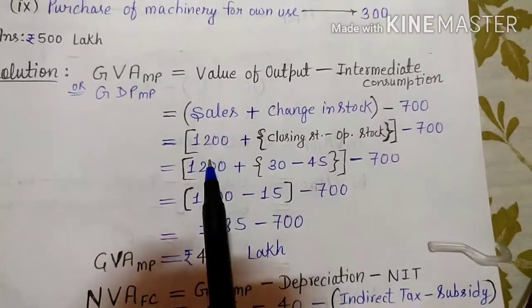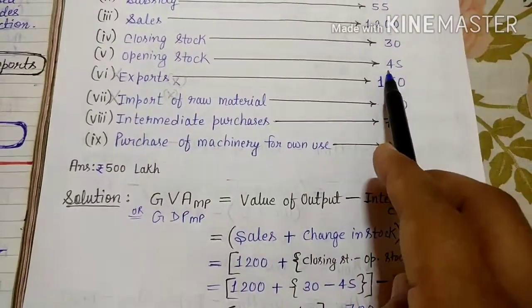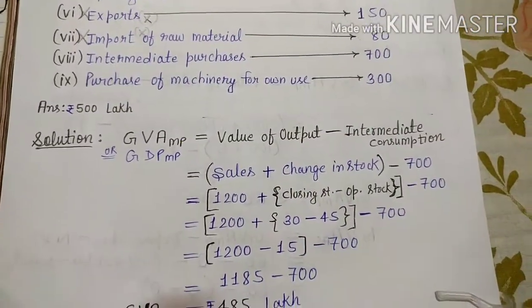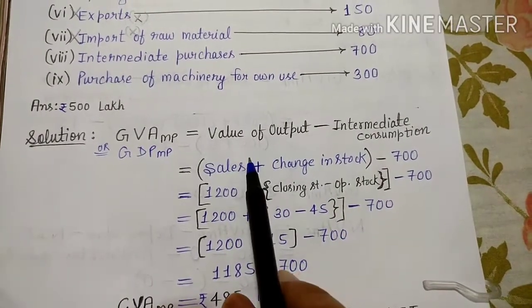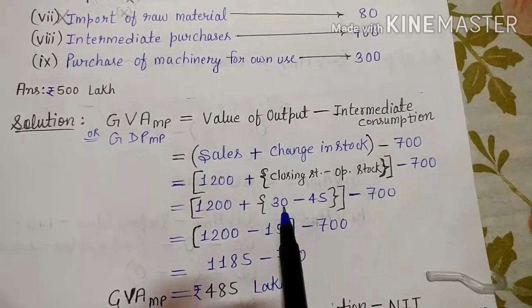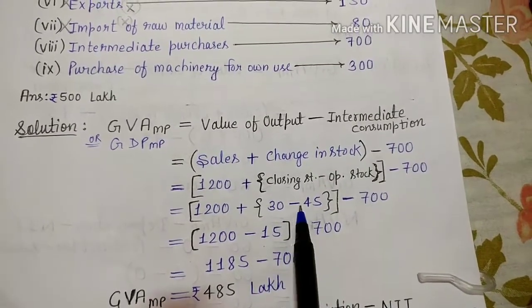So we are solving this now. So 1200, closing minus opening, this means 30 minus 45, minus 700. We are writing this in one bracket because sales plus change in stock means value of output. So 1200, 30 minus 45 means minus 15, because 30 is smaller, 45 is bigger, and it is having a minus sign.